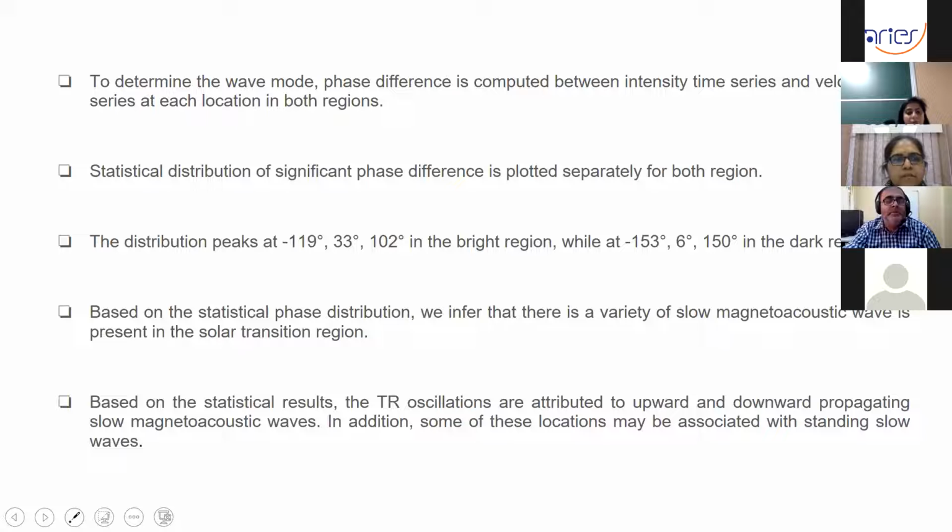After that, we have determined the wave mode on the basis of phase difference. Then on the basis of phase difference, we infer there is a variety of slow magnetoacoustic wave present in the solar transition region. Based on the statistical result, the transition region oscillations are attributed to upward and downward propagating slow magnetoacoustic waves. In addition, we also found the signature of standing slow waves.